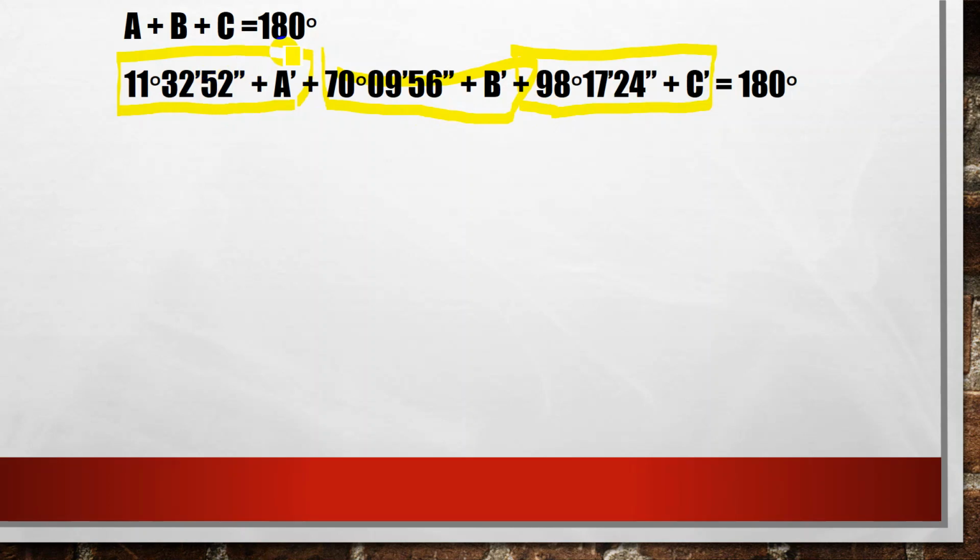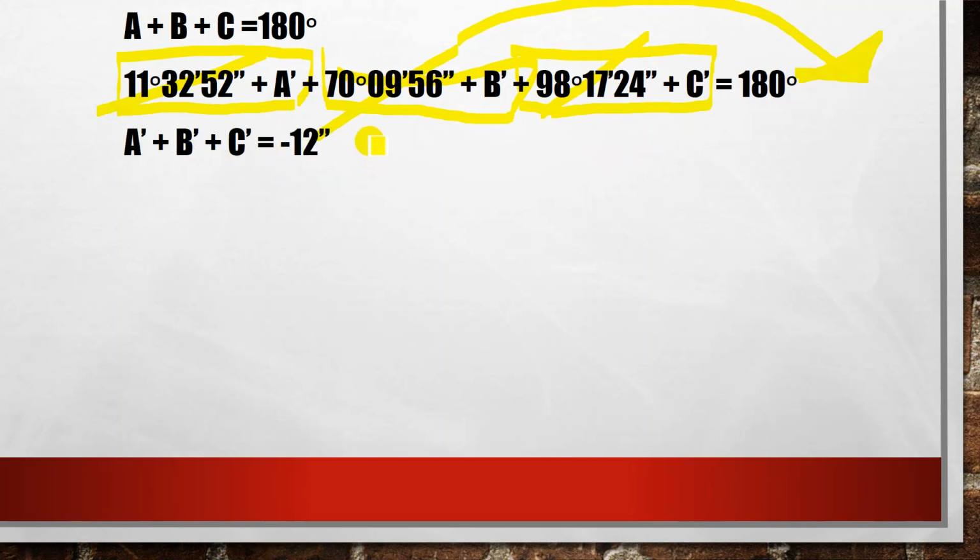So, kunin po natin yung sum ni 11, 32, 52, 70, 09, 56, 98, 17, 24, and then i-transpose natin sa kabila. So, makakakuha po tayo ng difference na negative 12 seconds. So, A prime plus B prime plus C prime equal to negative 12 seconds. A prime is equal to negative 12 minus B prime minus C prime.